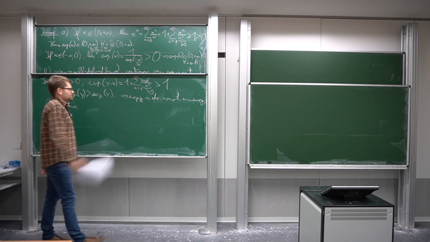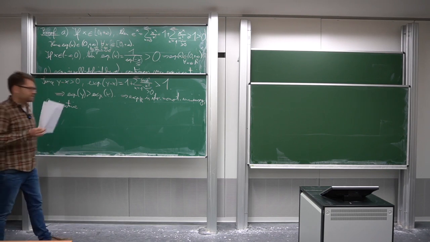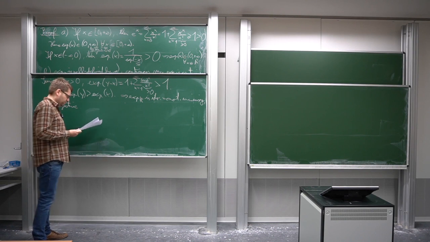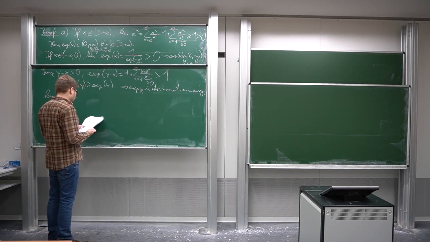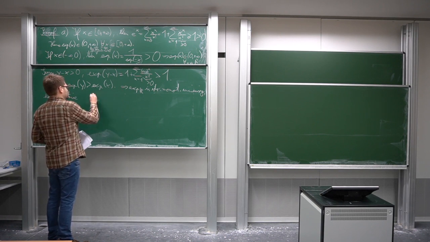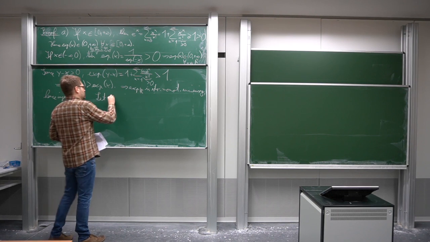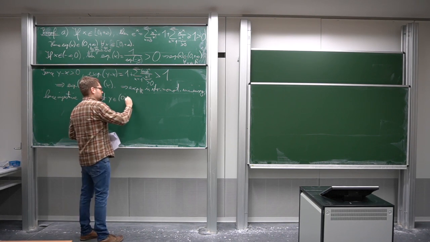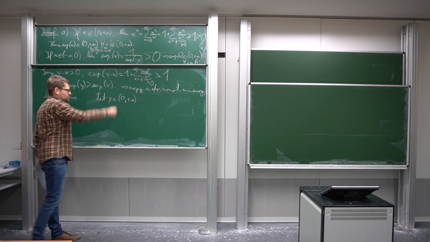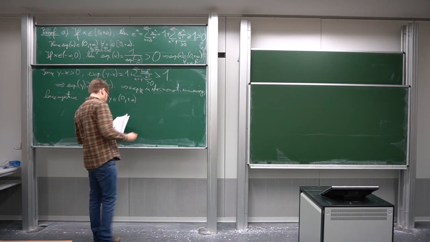So it's strictly monotonic increasing, it's injective, so all that remains to show is that it's surjective. And there we can use basically a standard argument that we've already used before, namely the intermediate value theorem. So we need to show that for every y in 0 to plus infinity, which is the codomain of the function, I can find some x which is mapped onto this y. And this is now very easy to see.